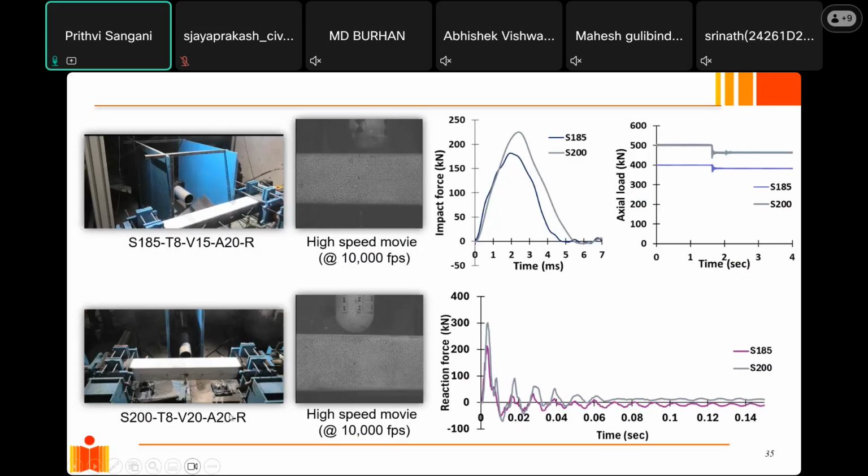This is another scenario. You can see it came and hit. It went back. It came, it hit, and it went. Same kind of thing in the high speed camera.